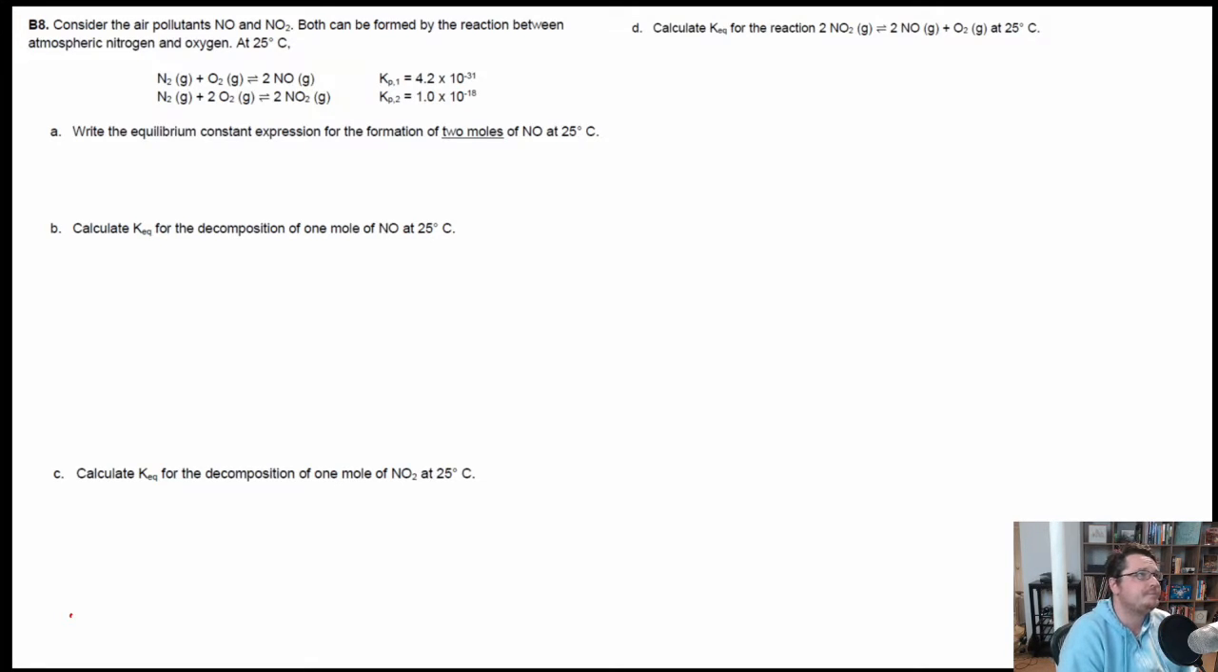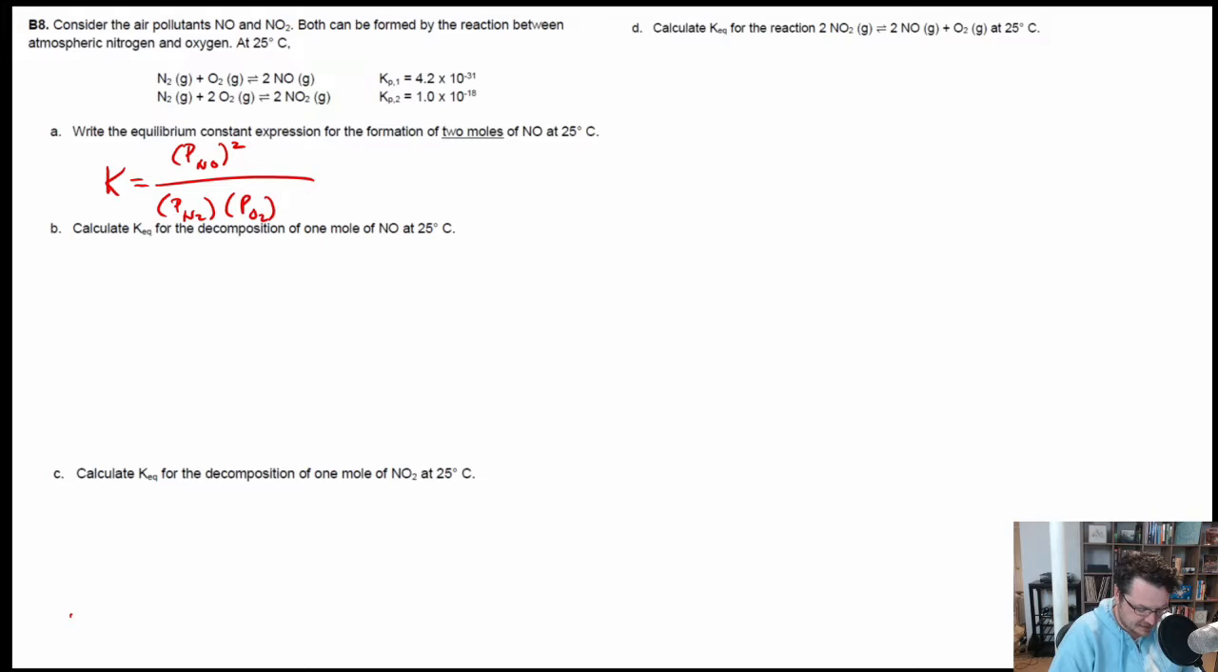But we can manipulate those things to figure out new K values. Part A says write the equilibrium constant expression for the formation of 2 moles of NO at 25 degrees Celsius. Looking at that reaction, K is going to be equal to the partial pressure of NO squared over the partial pressure of N2 times the partial pressure of O2. So that's to form 2 moles of NO, and that's what the expression looks like.